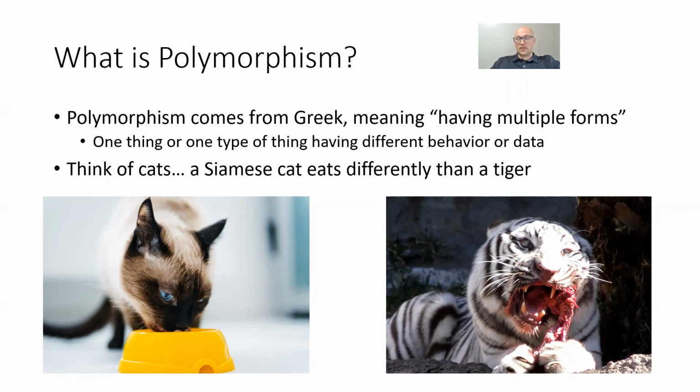Here we have two things that are a cat. A Siamese cat is a cat. A Siberian tiger is a cat, right? But though they are the same type, they have a little bit different behavior. A Siamese cat eats gently from a bowl, and a Siberian tiger does not.